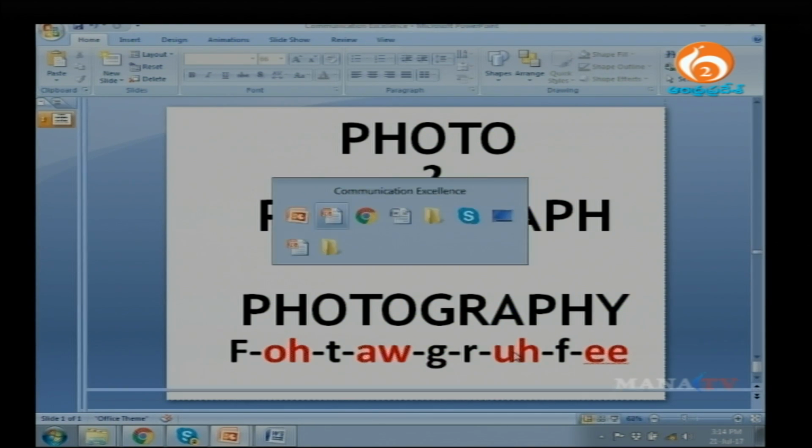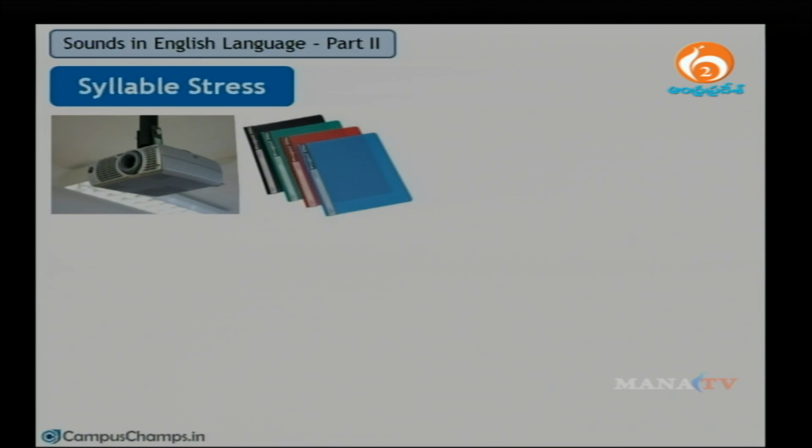Another aspect of syllable is syllable stress. Say for example, I have these two objects here. The first one is a projector, the second one is a file, basically a project. Now the first one, the job of this machine is to project. The second one is a project. So one is project, second one is project.